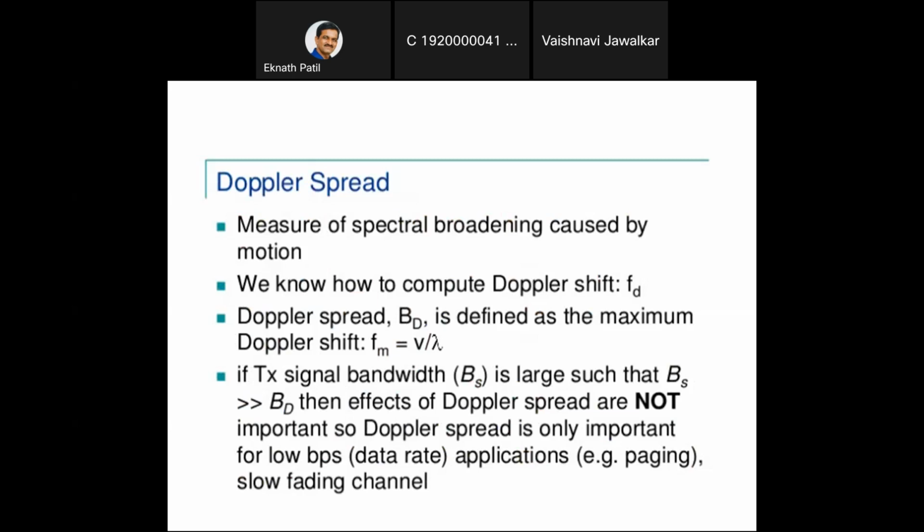Okay, the Doppler effect is advantageous in the case of radar, but it is disadvantageous in the case of a mobile communication system, because whenever the impinging of the signals happens, fD is added or subtracted in those signals, and that is effective. It is not effective when BS, that is the signal bandwidth, is very much greater than BD, where BD is nothing but the Doppler spread.